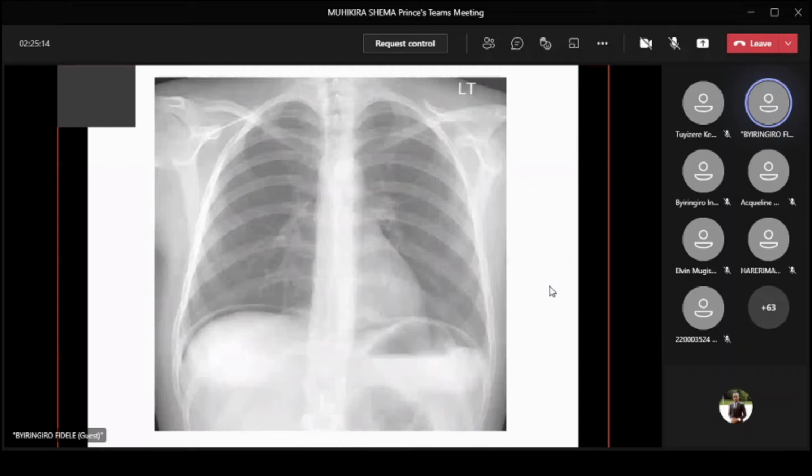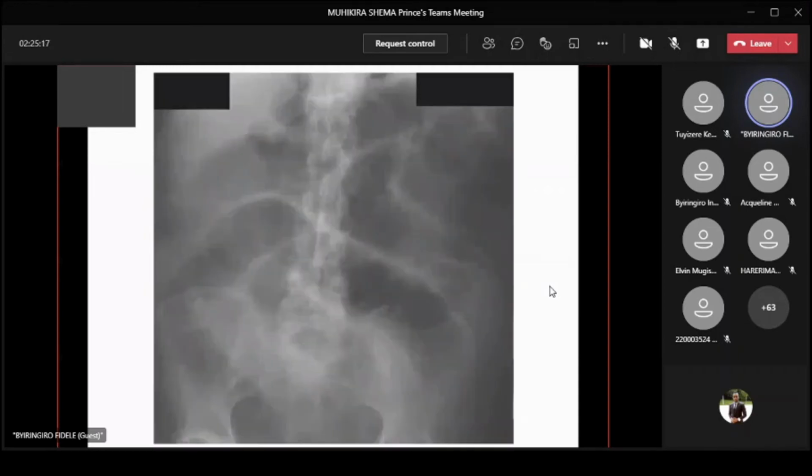Perfect. Let's go. What is this? Can someone answer me? It is an abdominal X-ray. What are you seeing on this abdominal X-ray? Large bowel, maybe. Are you seeing the large bowel? No, I'm seeing the ileum. You are seeing the ileum. What's the difference between large bowel and ileum on an X-ray?